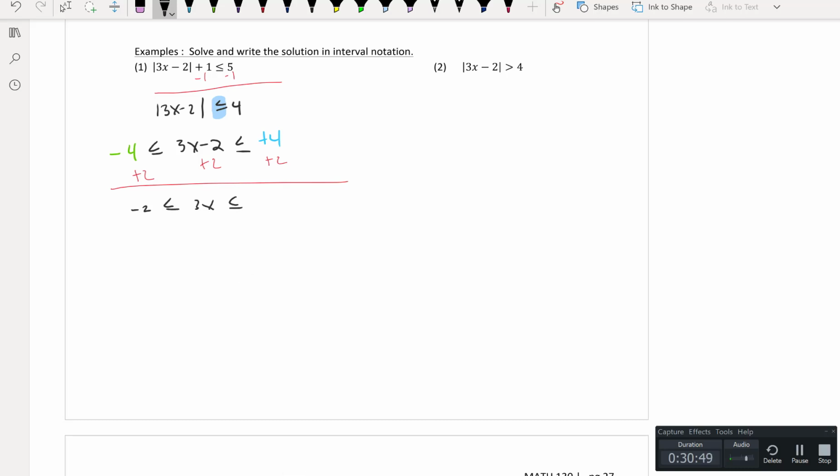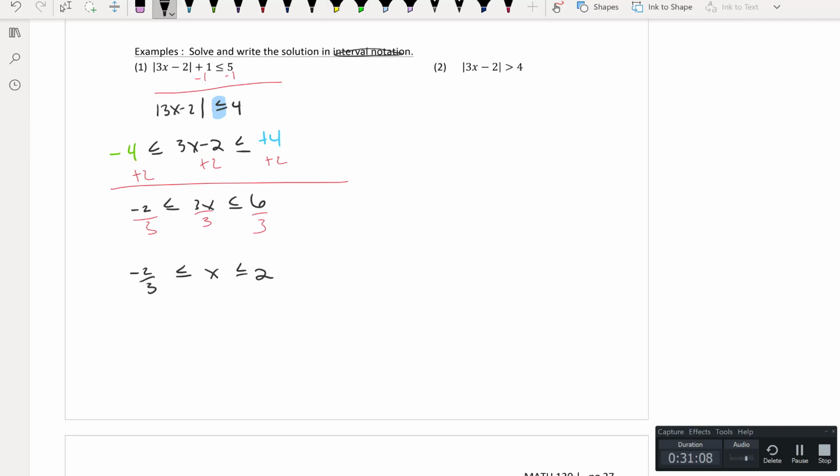And 4 plus 2 is 6. So now I can divide by 3, so that -2/3 is less than or equal to x, which is less than or equal to 2. It says solve and write the solution in interval notation.